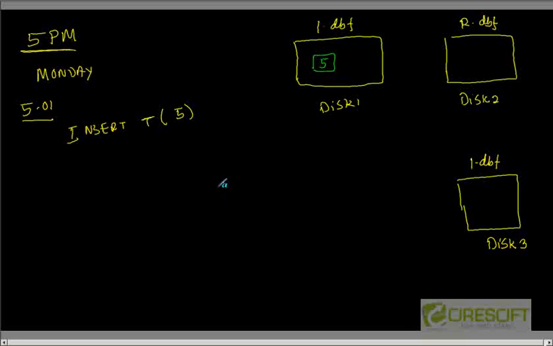Then on disk 2, on r.dbf, I'm going to have enough information that I can redo this insert statement from 5:01. So basically I keep some information, and that information is enough to redo this statement. Let's say at 5:02 my disk 1 crashed. If my disk 1 crashed, then 1.dbf is no more accessible.